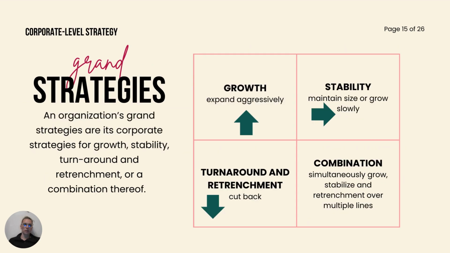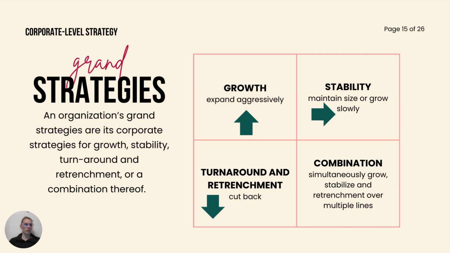Grand strategies. Here we go. For organizations, grand strategies are its corporate strategies for growth, stability, turnaround, and retrenchment, or a combination thereof. So your strategy for reaching your objective is growth, to expand aggressively. So maybe you're growing the sports in your school. Maybe it's stability, to maintain size or grow slowly. Maybe you're not needing to grow it. You just want to maintain.